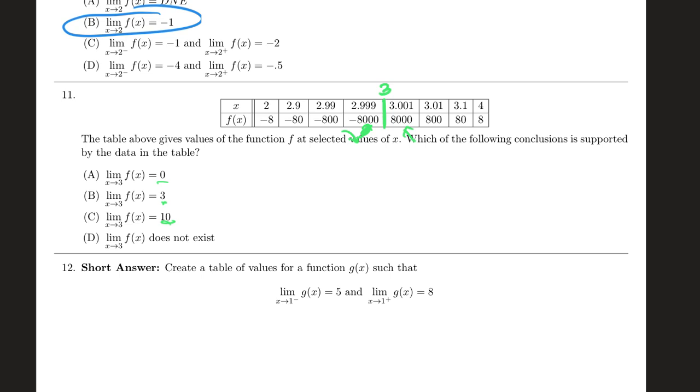Since they're going in opposite directions, our limit does not exist. Really these are telling you they're asymptotes, but the big thing is there's a big jump from -8,000 to 8,000. So we have this huge jump, which means our limit is not going to exist.